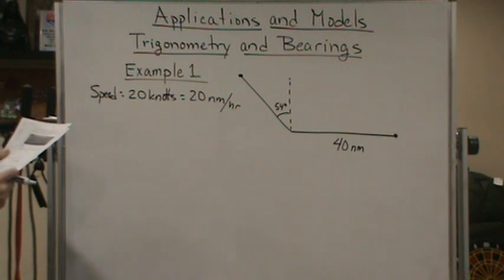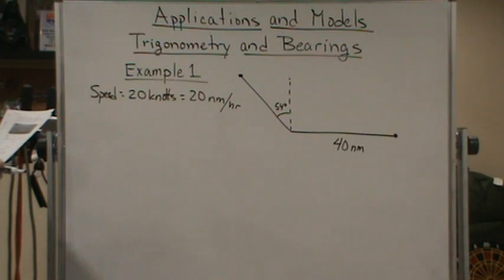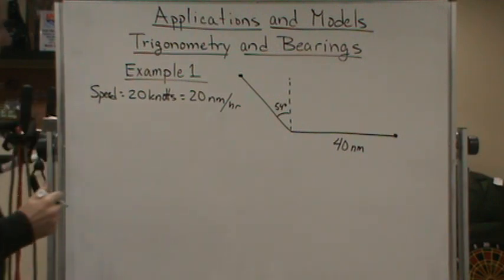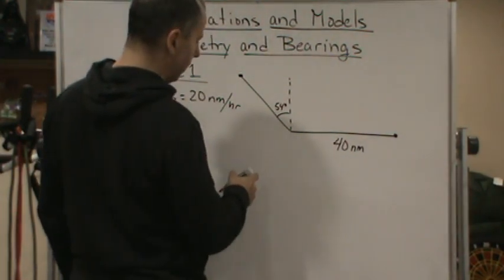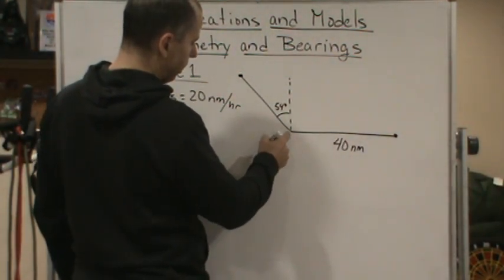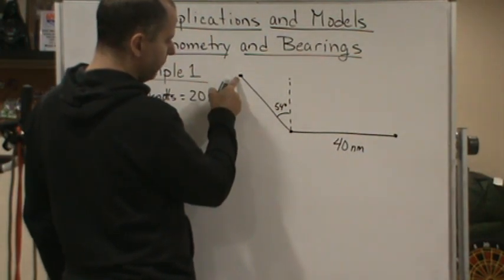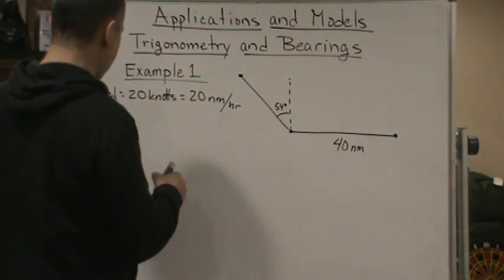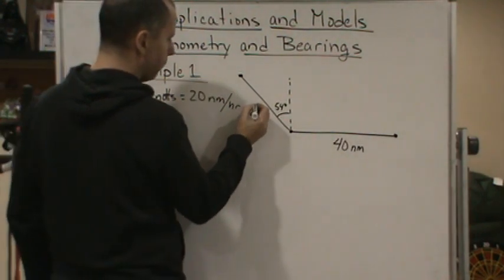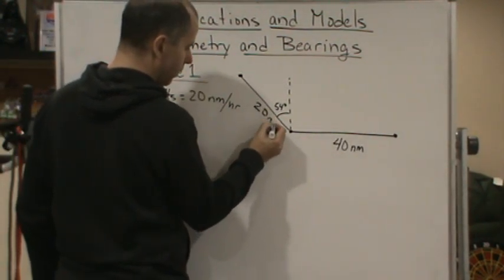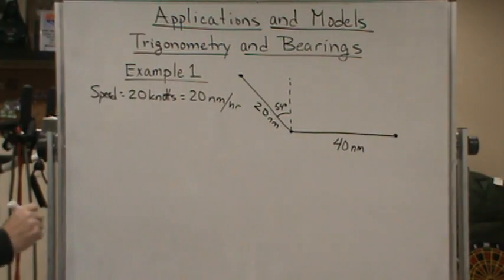And what do we know? So we want to know at 3 p.m., so an hour later, right? So an hour later from here, goes here to here, an hour later, how far has it traveled? Well, it's traveled another 20 nautical miles. So we know that side, right?